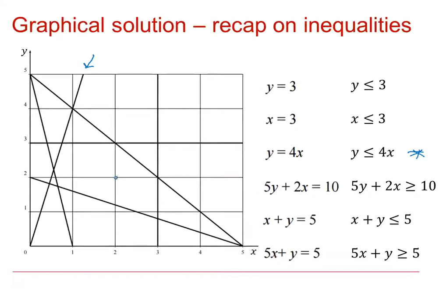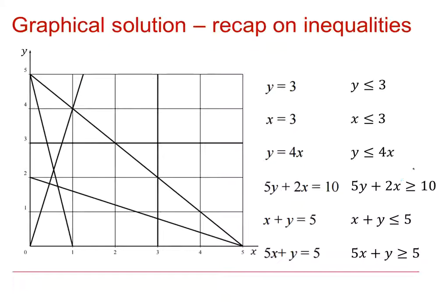So I'm going to pick that point 2, 2. Is it true that 2 is smaller than 4 times 2? And the answer is yes, it is. So that point there is on the correct side of the straight line, because 2 is less than or equal to 4 times 2. So the side I want to shade out is above the line. Now some students realise that intuitively, but if you're not sure, double check that you shade the correct side.